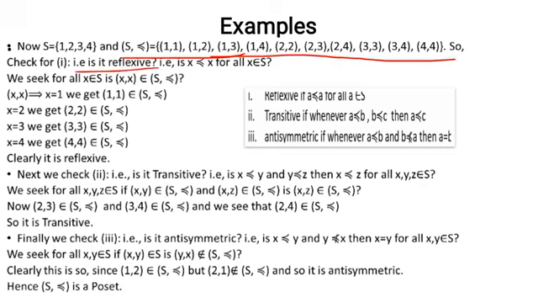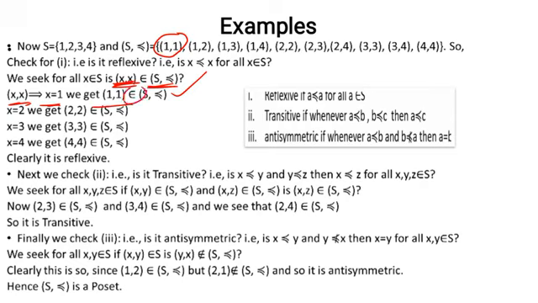For reflexive, we seek that (x,x), for all of its elements, must be in our set under the partial order. So let's see, when x is equal to 1, what do we get? (1,1). Is (1,1) in our set? Let me clean this so that we check carefully. Clearly (1,1) is there. Look at (1,1) right here. So it is contained in it.